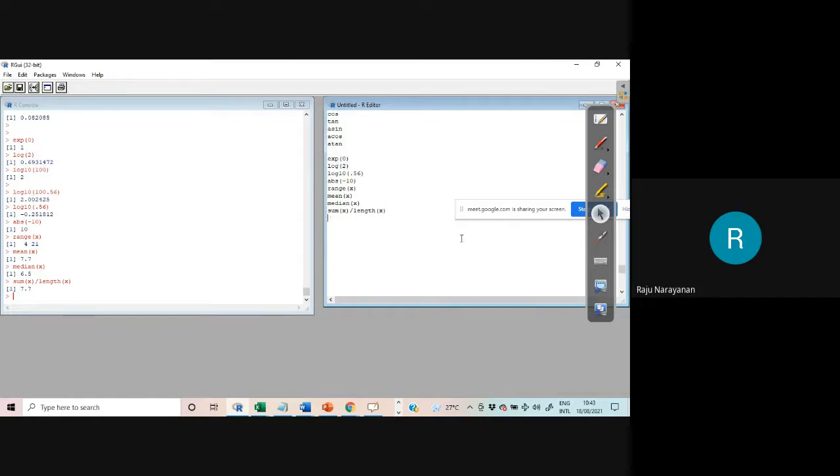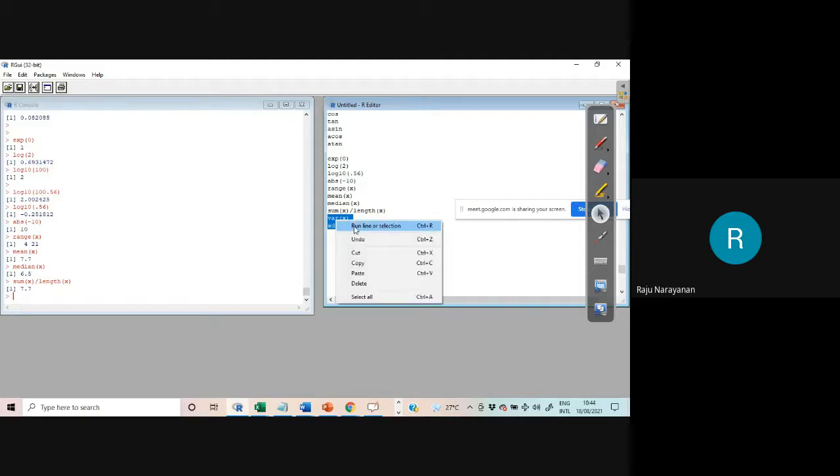Mode you cannot find directly. First you have to tabulate and then take the which function. I will do that with a proper example later. And then variance, I will explain variance later. Standard deviation is the square root of variance.